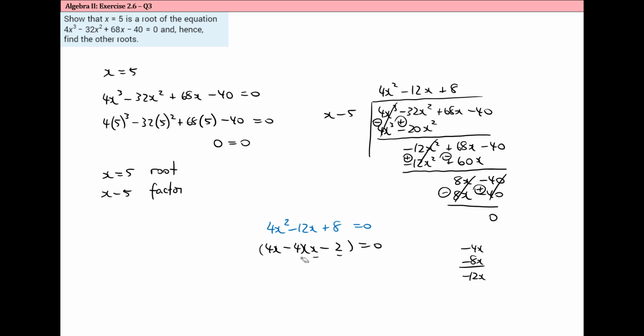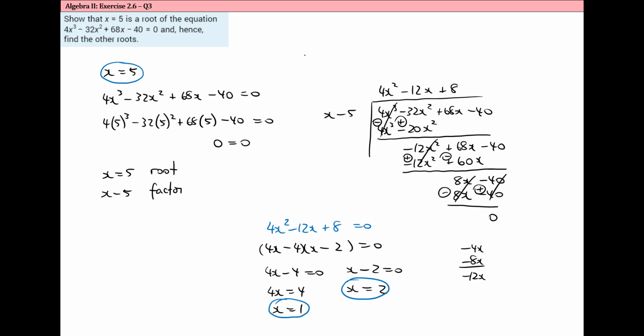So what I'm going to do next is let each bracket equal 0. So we have that 4x minus 4 equals 0, and x minus 2 equals 0. If 4x minus 4 equals 0, 4x is equal to 4, and x is equal to 1. And if x minus 2 is equal to 0, x is equal to 2. And so the three roots of this cubic equation are x equals 5, which we were given at the start, and then we subsequently found x equals 1 and x equals 2.